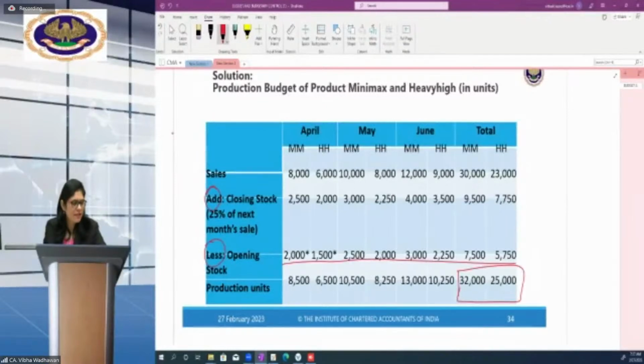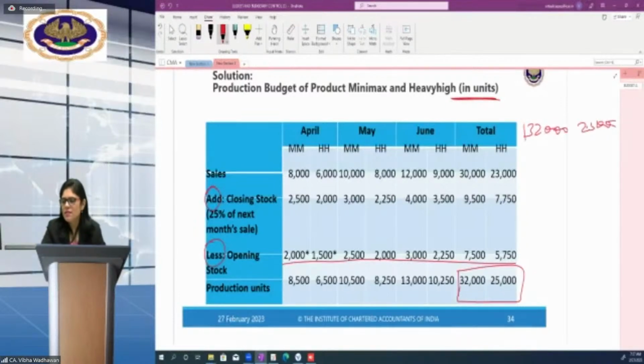Students, any doubts so far? All right. So we have the production units. Now we have made the production budget in units, and now we have to make the production budget in value, in rupees. So 32,000 and 25,000 are the units. Let me write it somewhere here.